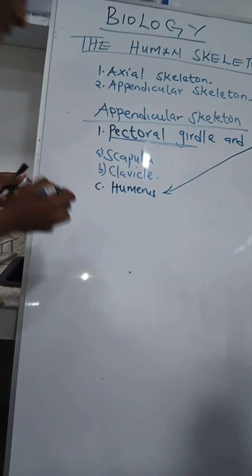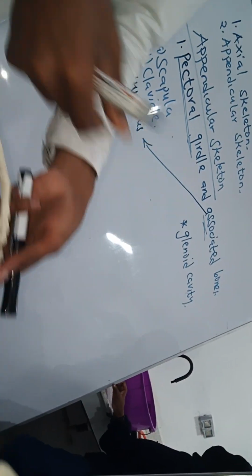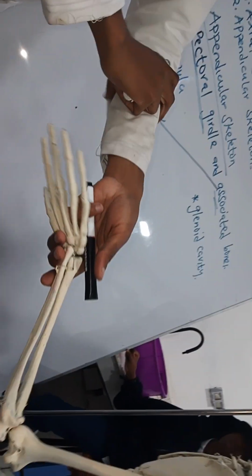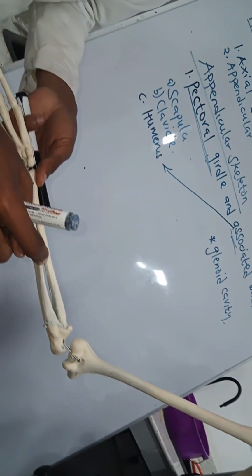Yeah, humerus. Then the humerus links to other bones here. There are two bones actually at this region. One of the bones is called ulna, and the other one radius. What have I said? Ulna and radius. I'm going to write them here.